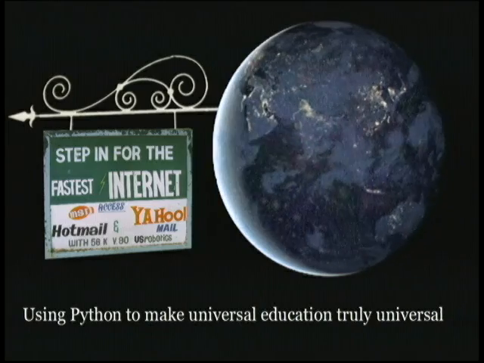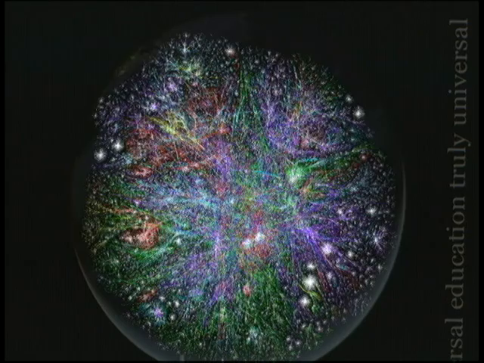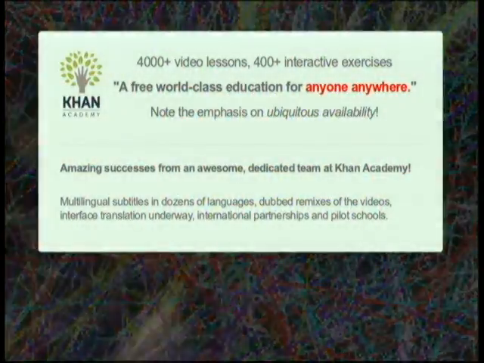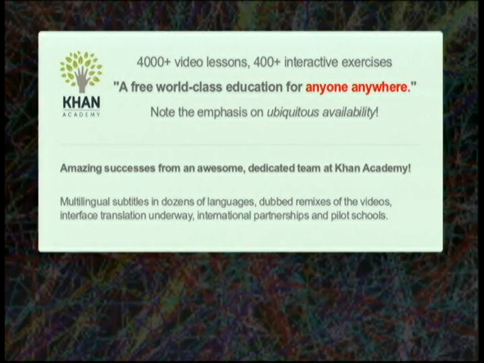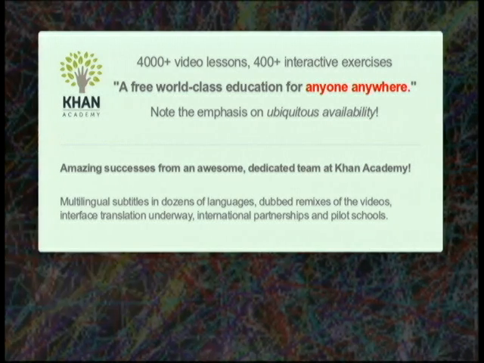So I want to tell you how we're using open source Python to help make the universal education movement truly universal. With this global network that's binding us all together, we have access to unlimited learning resources all over the internet. And Khan Academy has been leading the charge on this front with over 4,000 video lessons and 400 interactive exercises that have now been answered over 1 billion times. The part that really inspires me about their mission statement is this emphasis on anyone, anywhere, that we really can reach everybody with this learning revolution.